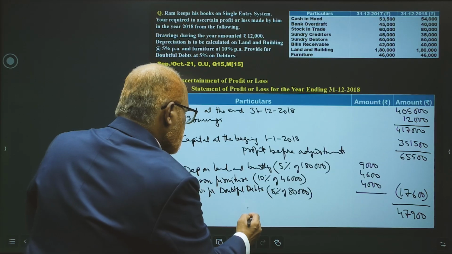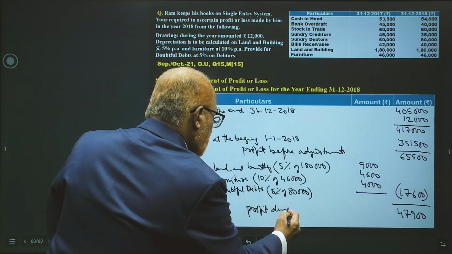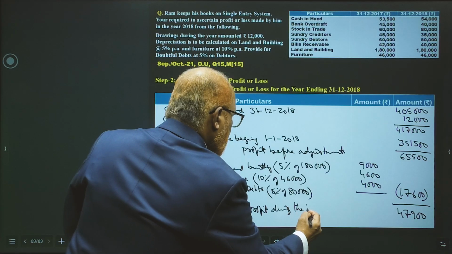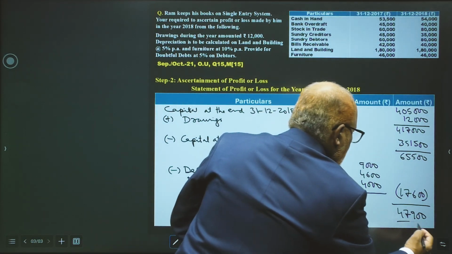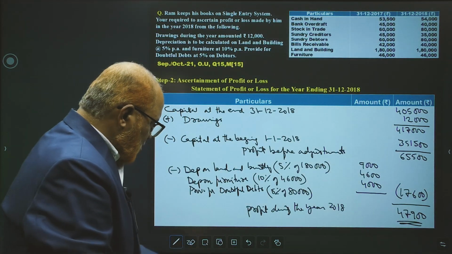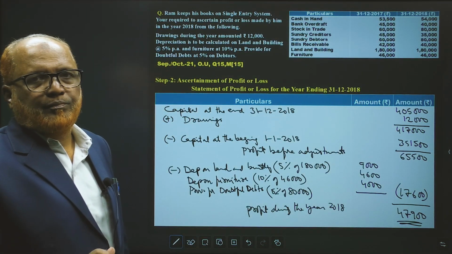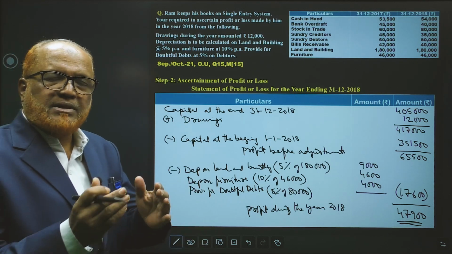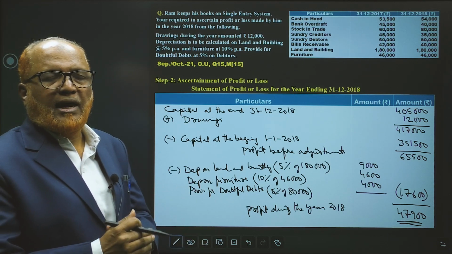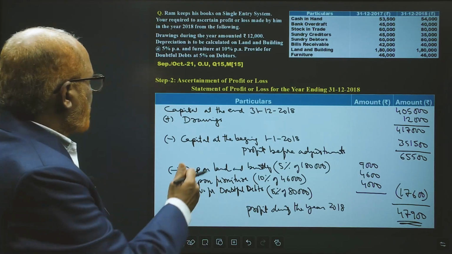47,900. This is the profit during the year 2018. That's all. So finally, we have completed the answer to this problem. Two things: first, finding out the capital at the beginning of the year and end of the year, then preparing the statement of profit or loss.